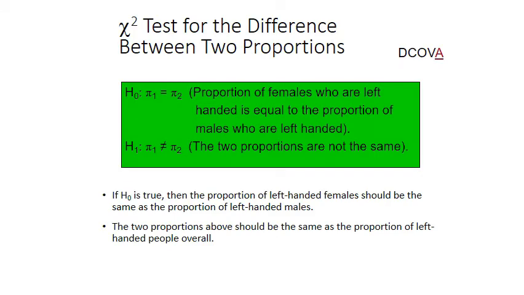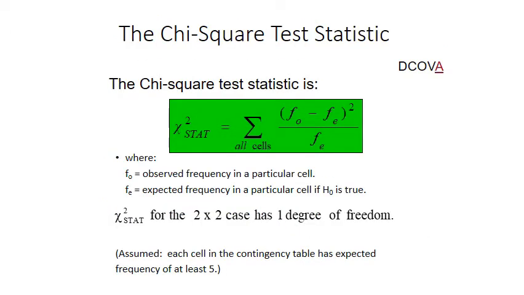Okay, null and alternate hypothesis: we say that left-handed and right-handed proportions are the same in both male and female. So this is how we make null and alternate hypothesis. As you know, the alternate hypothesis always goes against the null hypothesis.